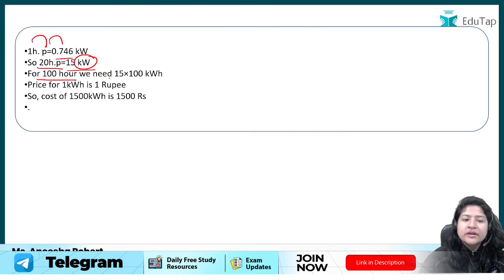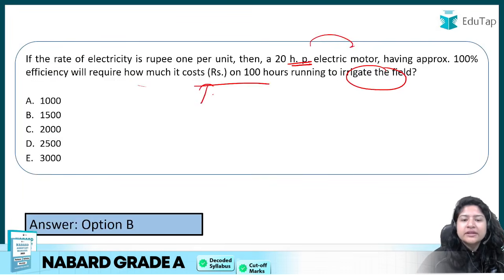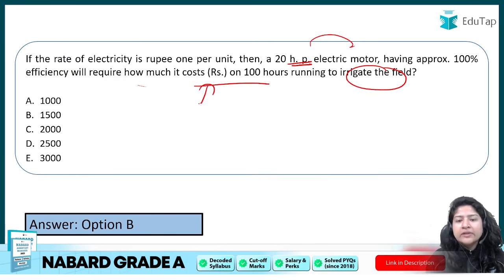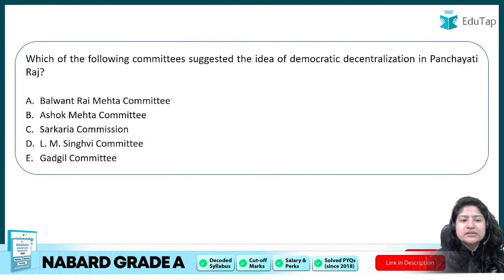So for that, for 100 hour we need how much for 1 kilowatt, that was 15, so you multiply it by that 100, okay, and then you just multiplied by the money that was given, that was 1 rupee, ठीक है, cost दी थी 1 रुपये, that you multiplied by it and you got the answer, ठीक है.